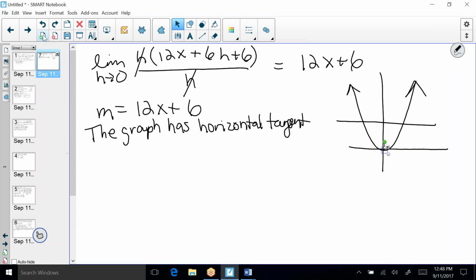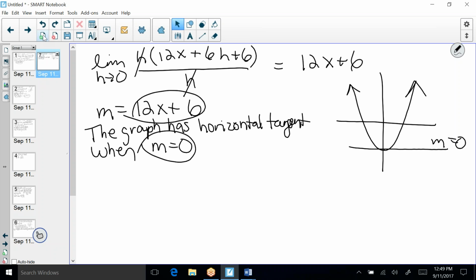So the graph is going to have a horizontal tangent when, what is the slope of that horizontal tangent? In general, when I'm drawing a horizontal tangent, any horizontal tangent, what is the slope? 0, right? The slope of a horizontal line is 0. Slope of a horizontal tangent is 0. So when m is equal to 0. We know that m is this, but we know that m is also equal to 0. So we're going to set our slope equal to 0 because we know we want the horizontal tangent there.